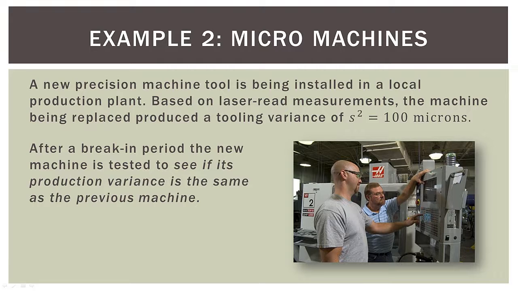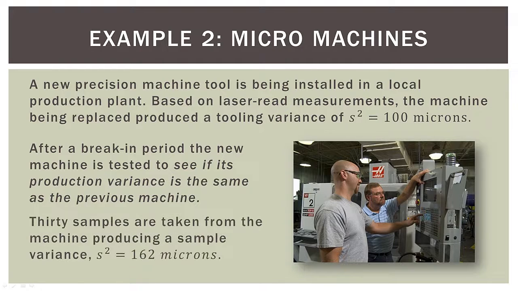So after a break-in period, the new machine is tested to see if its production variance is the same as the previous machine. So 30 samples are taken from the machine, producing a sample variance of 162 microns. So our goal, or our hypothesized variance, is 100 microns. The new machine produced a sample that had a sample variance of 162 microns. Now we know that that is higher, but again, the question is, is it high enough to be statistically different?